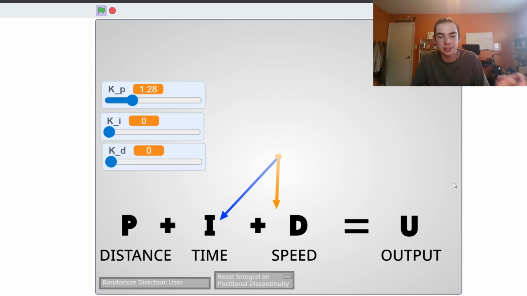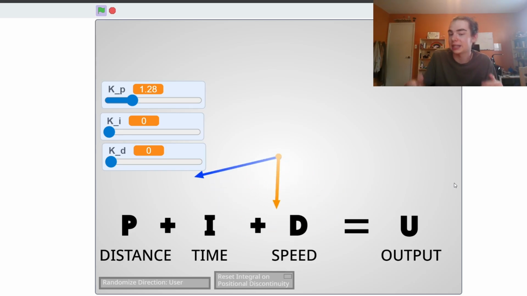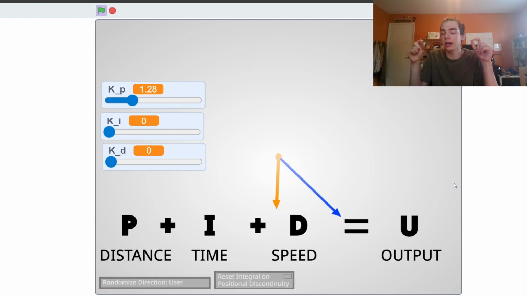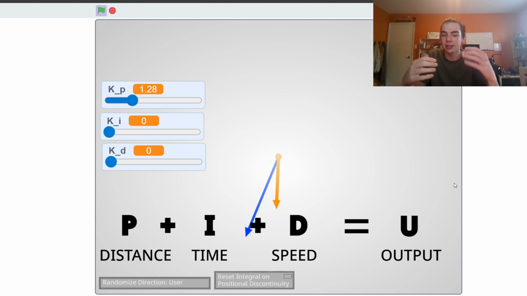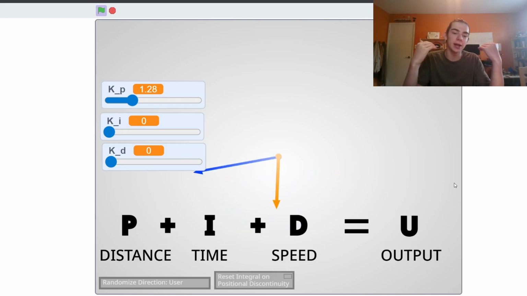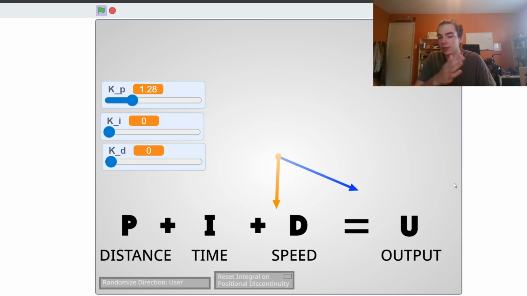Because you see, distance, time, and speed are always accounted for, but sometimes the proportional is more important than the integral, or the derivative is more important than the proportional. And by setting these values, we can realize for our exact situation what the best values are and what the best algorithm is. And this is the first step. You want to increase P until you oscillate around your target, right? And you can see that right now we're going back and forth.